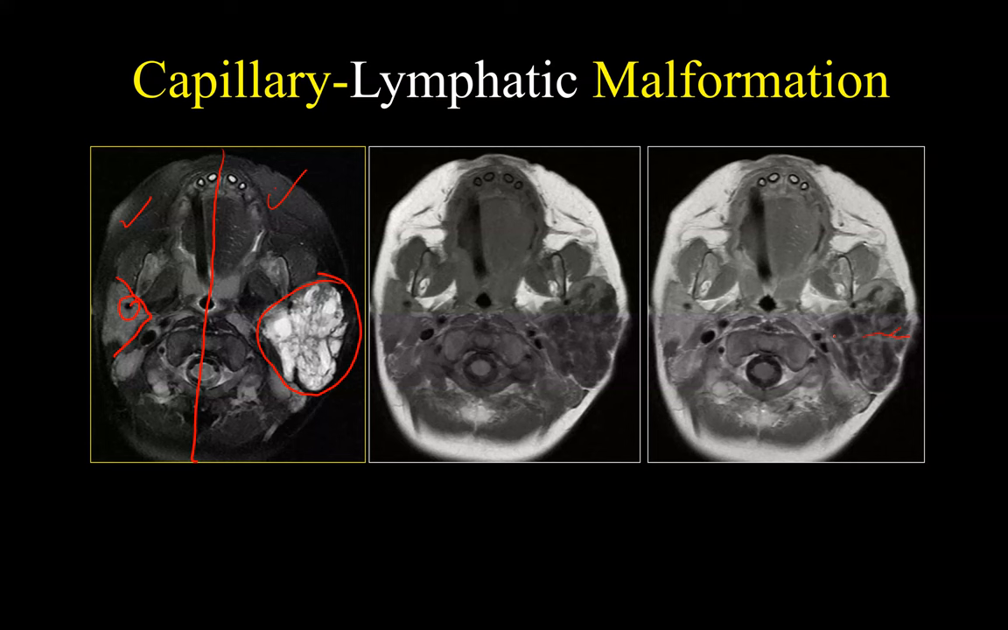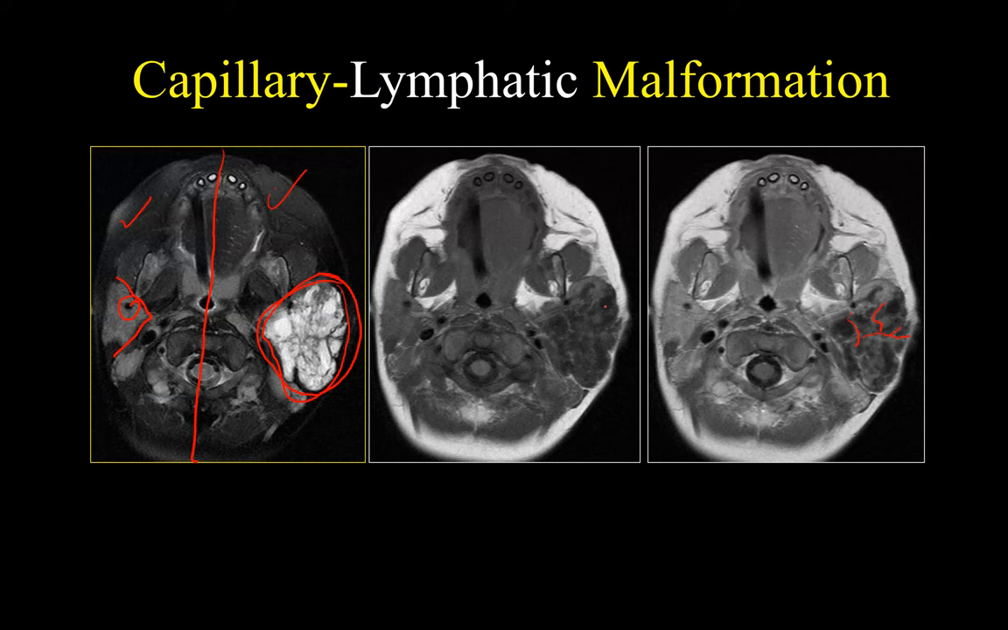So now I'm thinking, you know what? This looks like it has a lymphatic component to it. And then when I give contrast, I can see this linear enhancement to it. It's not really involving the muscle. I don't see any phlebolith, so that kind of takes away the venous component. I don't see big flow voids, because if I saw big flow voids, then I would think about arterial.